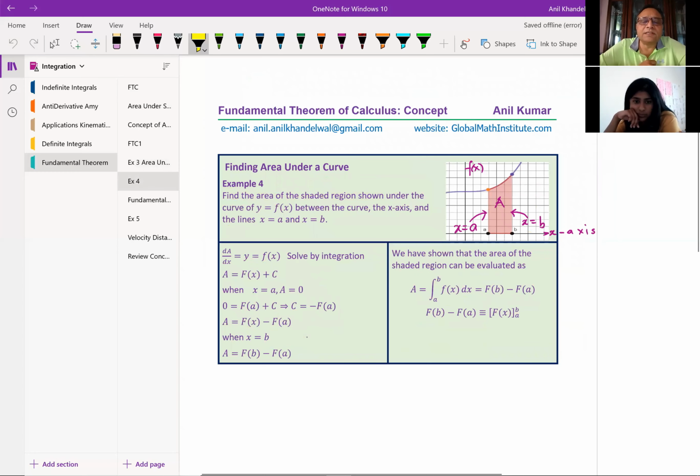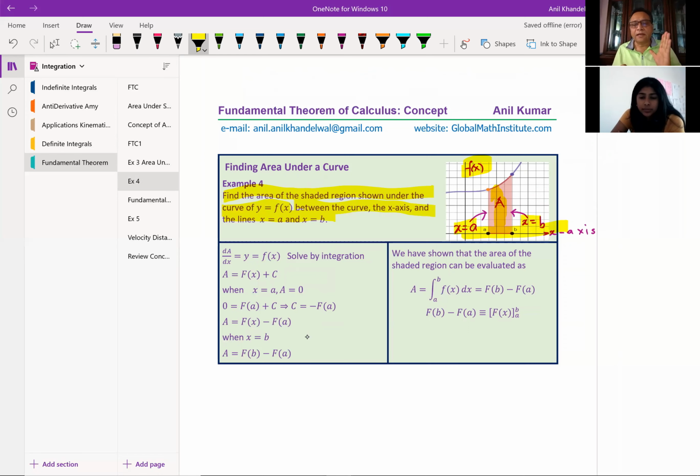Okay. So the next example here is, we now find the area of the shaded region under the curve y equals f of x between the curve and the x-axis and the lines x equals a and x equals b. Now we have taken a general case this time. We have a function f of x. These are the two boundaries, x equals a and x equals b. That is the x-axis. So what we are doing now is extending the concept which we learned from Newton's first observation, and we are moving forward to find another way of finding the integral.